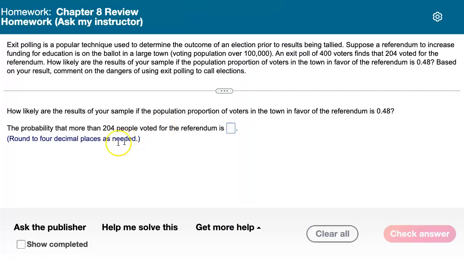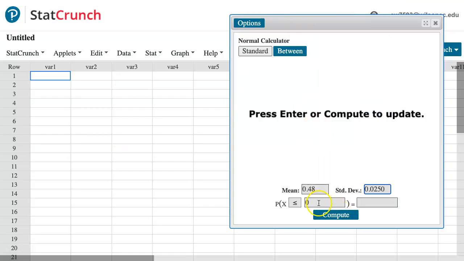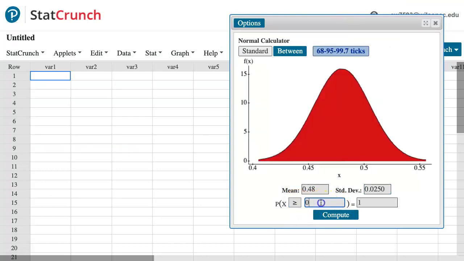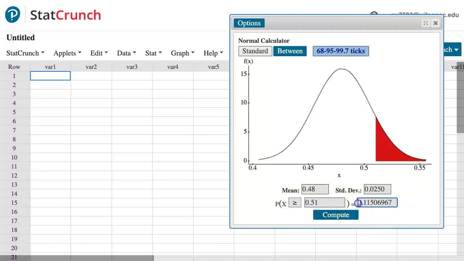I'm going to come back to the problem because ultimately we're asked for what is the probability that more than 204 people voted for the referendum. So I know I'm going to have to change that inequality sign to be greater than, and I also need to find the proportion that I have here, 204 out of 400. So again, back to my calculator, 204 divided by 400 is 0.51. So I'll return back to the normal calculator, update the inequality, and also type here 0.51 and then compute. So here lies that probability that we were asked for.